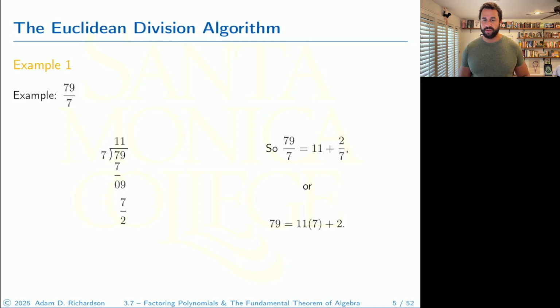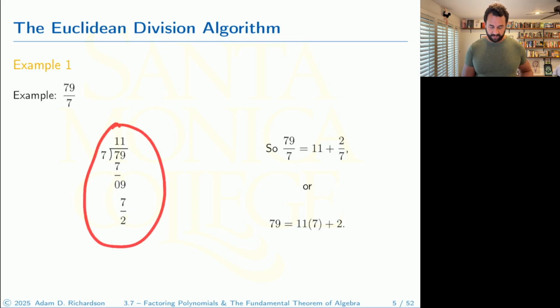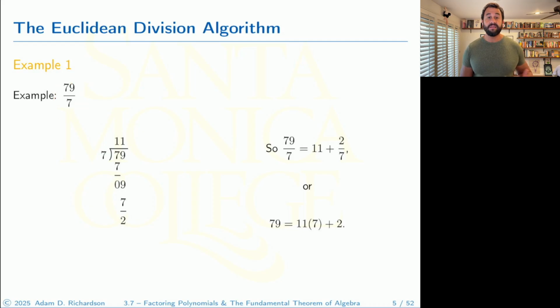So just a quick reminder, these are some examples. I'm not going to walk through them in detail, but it's basically just doing division like you remember from grade school. In this case, 79 divided by 7 leaves you with a remainder of 2. What that tells us is that 7 is not a factor of 79 because we're getting a remainder. And we can write 79 as this quotient times 7 plus this remainder. That's the basic idea.